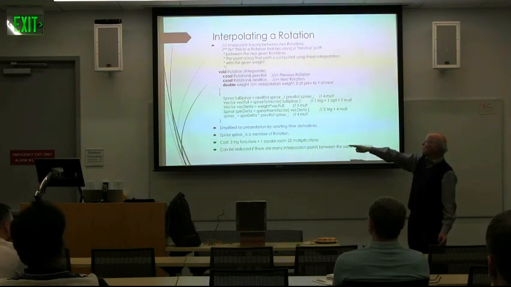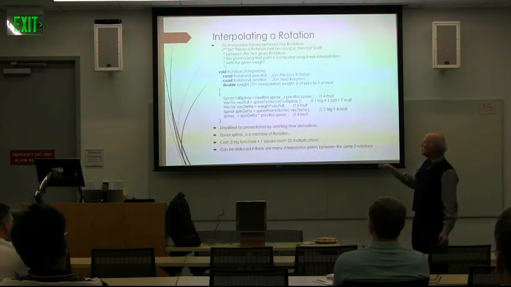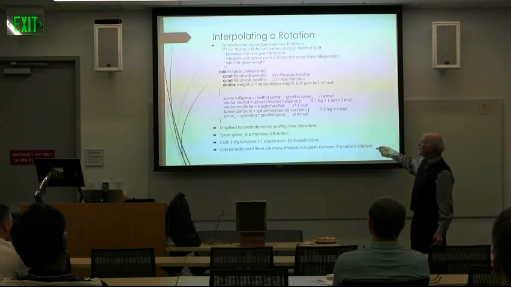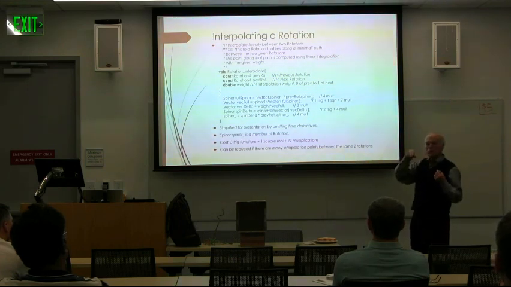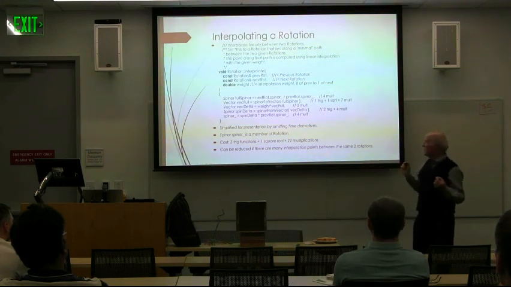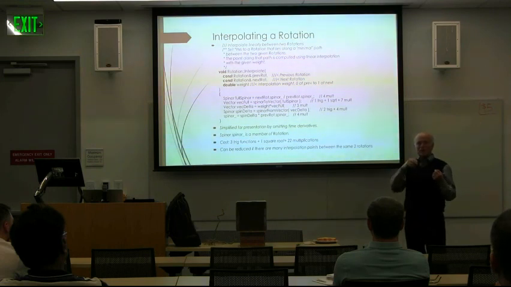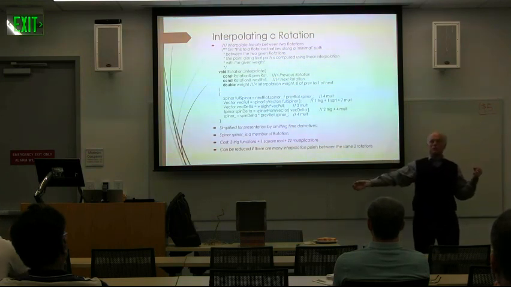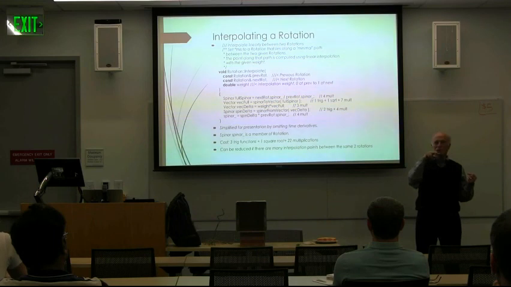The cost of this is 3 trigs, 1 square root, 22 multiplications, and again, if there are many interpolation points between the same two rotations, some of these steps you don't have to do so many times, which is often the case if you're going from a sparse remote rotation to a much denser rotation.